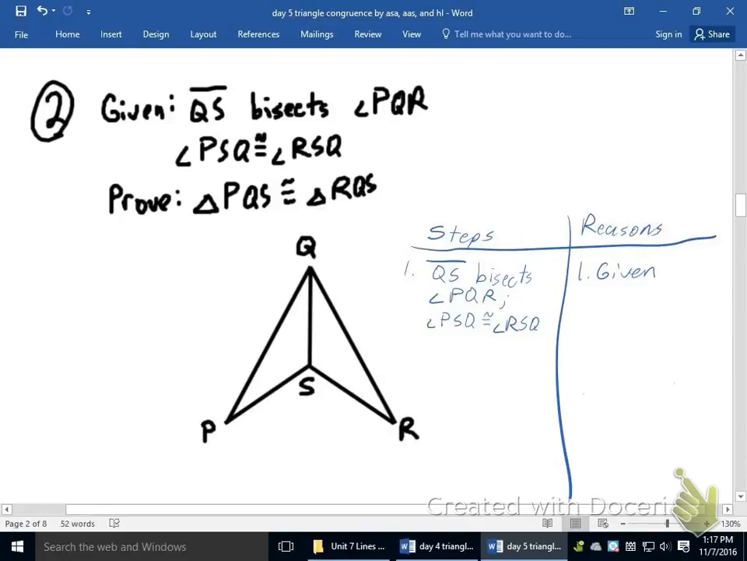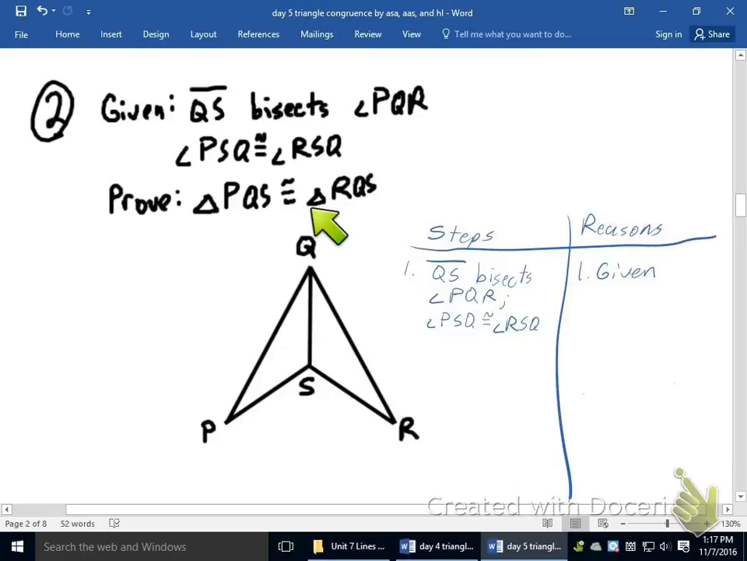Alright, and here we're just going to show the 2 triangles are congruent. Most likely, we're not going to need to use CPCTC on this one. Excuse me for misstating that. We're not going to need to use that here. We're actually just showing the triangles are congruent. So let's start by taking a look here.